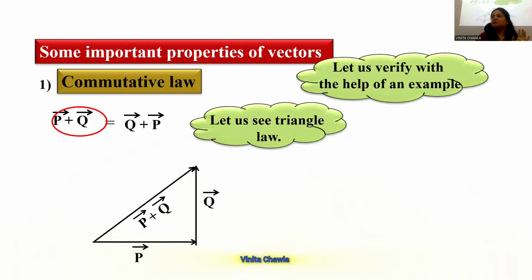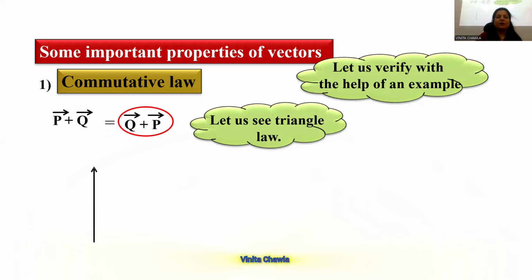What is the triangle law? Karan, Harsh. The resultant vector is from the starting point of the first vector to the ending point of the second vector, and that is vector P plus Q. Learn this statement, it comes in the exam.